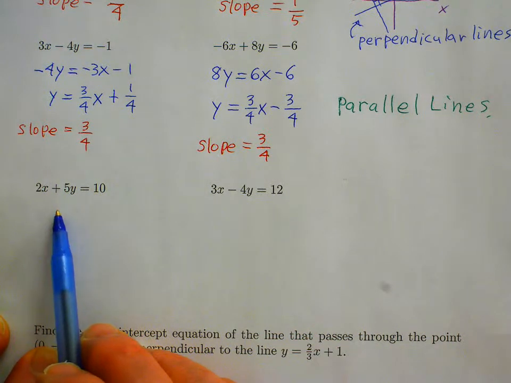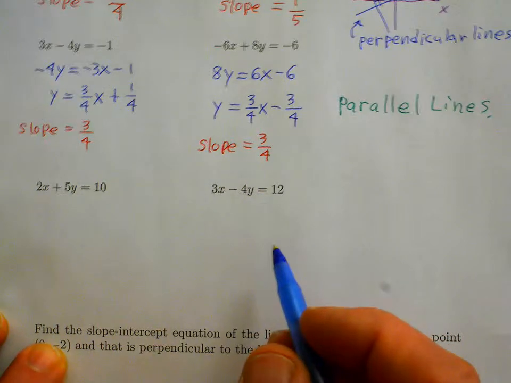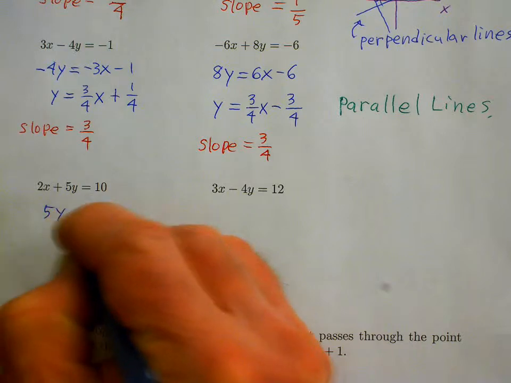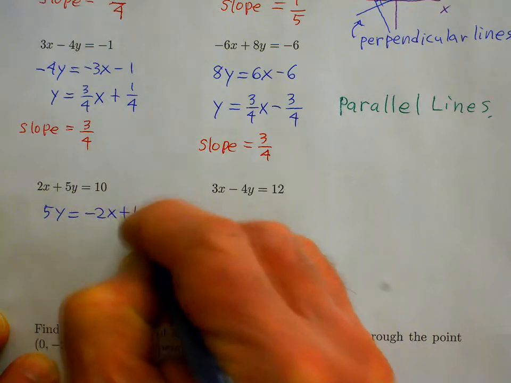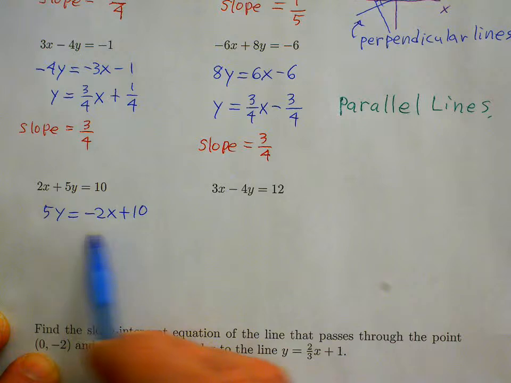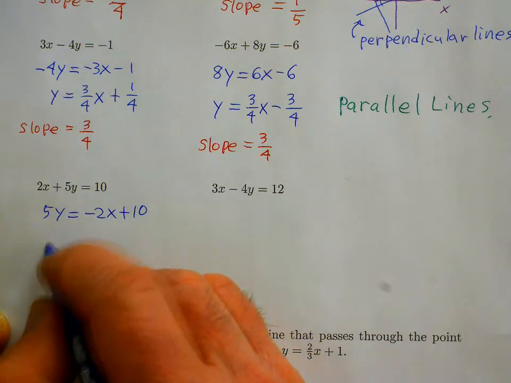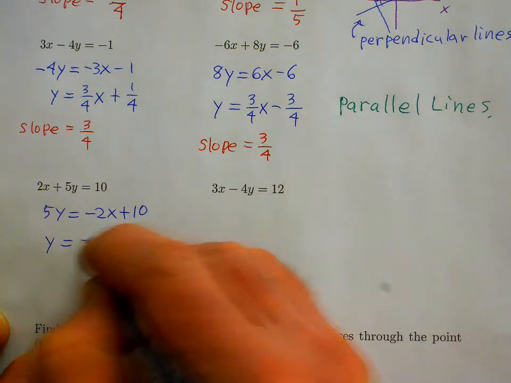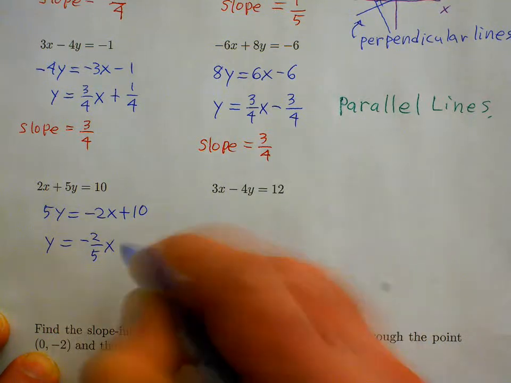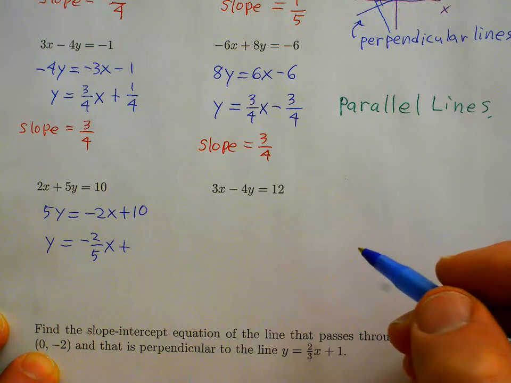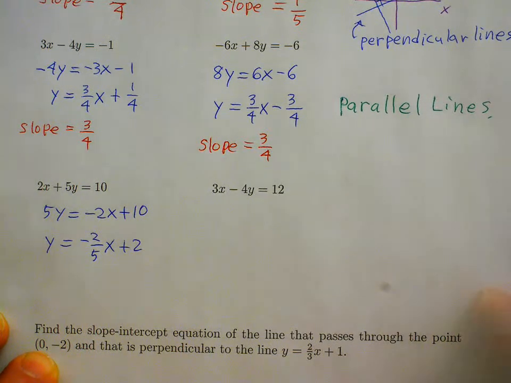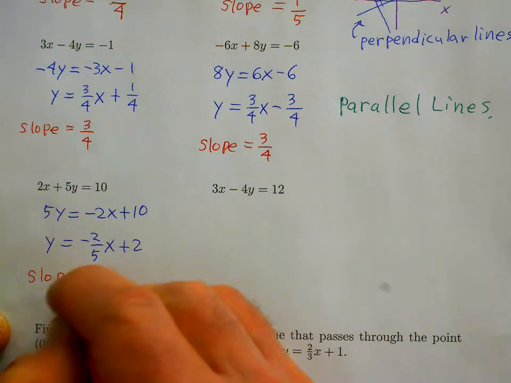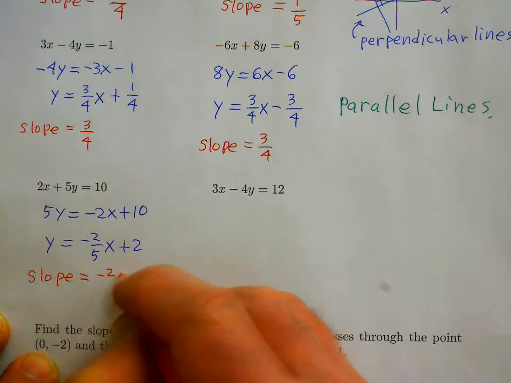For 2x plus 5y equals 10, start by subtracting 2x from both sides. So we get 5y equals negative 2x plus 10. Then divide every term on both sides by 5. 5y divided by 5 is y. Negative 2x divided by 5 is negative 2/5 x. And then positive 10 divided by 5 is 2. Okay, so the slope of this line is negative 2/5.